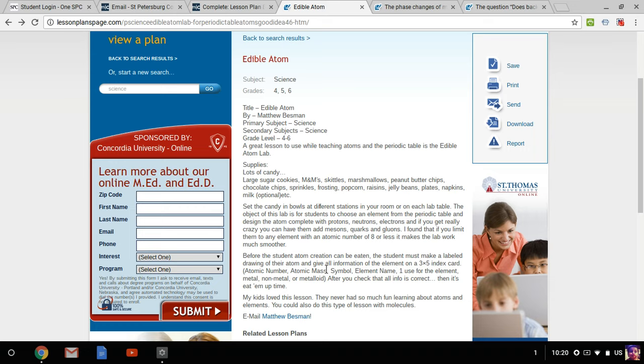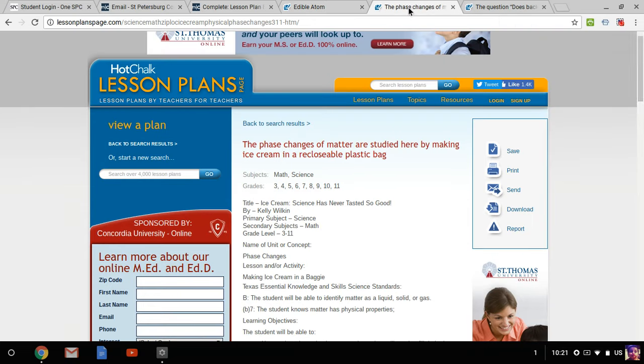They will also have to put the information of the atom in a, as you can see here, 3 by 5 index card with the atomic number, atomic mass, symbol, element name, one use of the element, and metal, non-metal, or metalloid. So after they finish and they believe that they're done, they will come to me and tell me to check it. And if it's all correct, I give them the okay to eat their project pretty much. So I think that would be a fun one for the young kids.